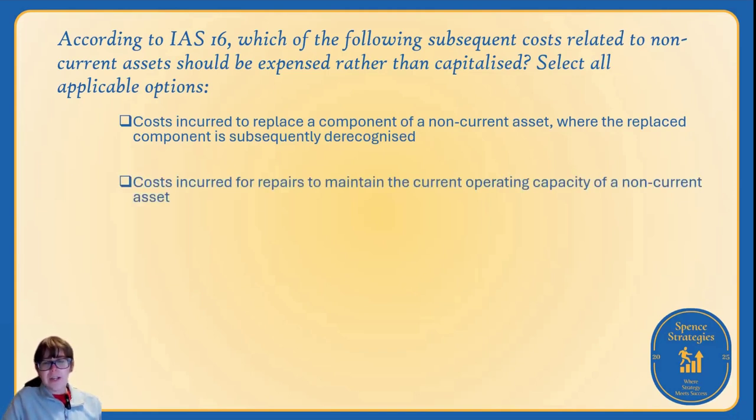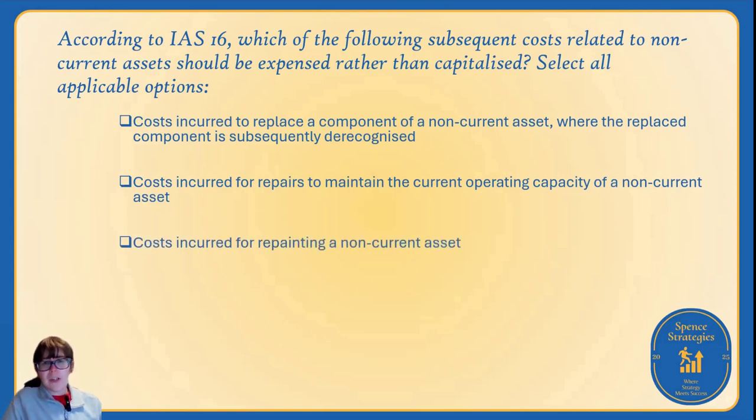Second of all, costs incurred for repairs to maintain the current operating capacity of a non-current asset. Well, if we're just repairing something in order to get this bit of machinery or this non-current asset back up to its original condition and back up to scratch to actually work, well, yeah, we can expense it to our profit or loss. We aren't adding any value to it. We are simply making it work again in order for it to bring about future economic benefits still, which is what we want to happen. So that one is applicable.